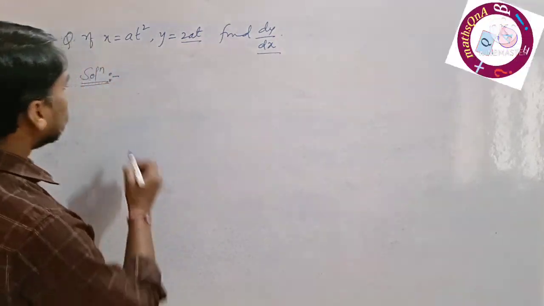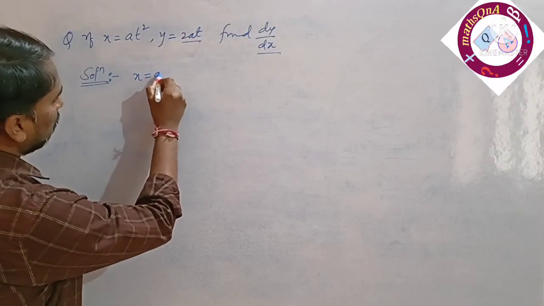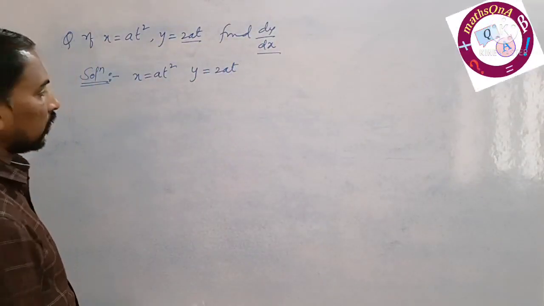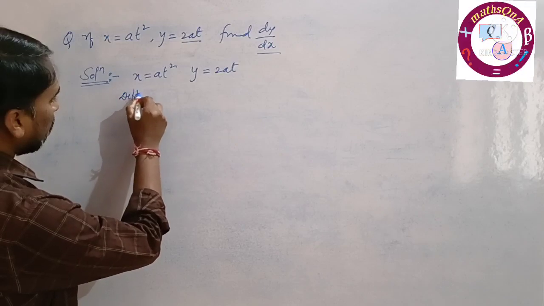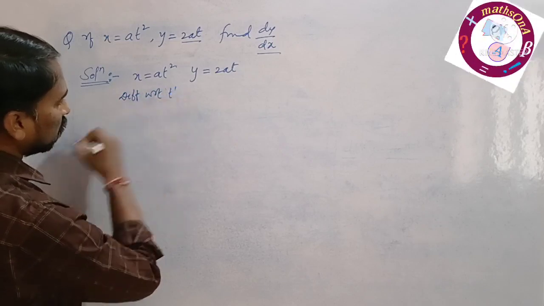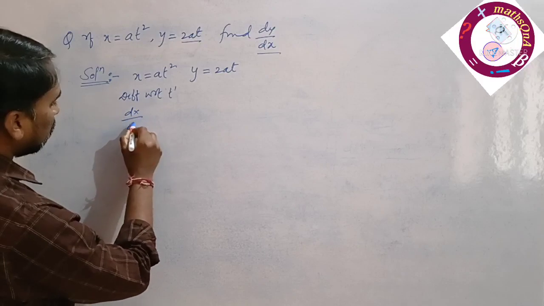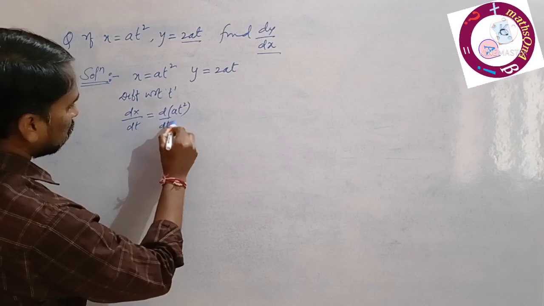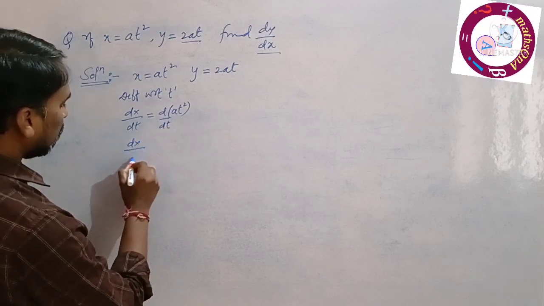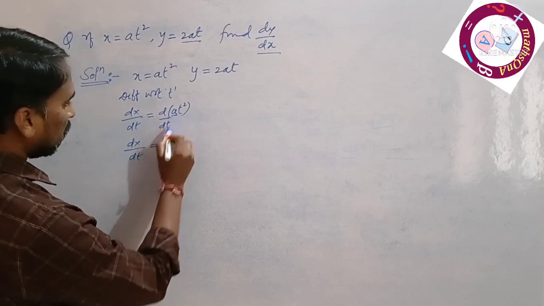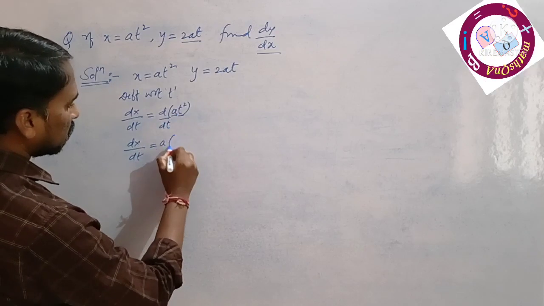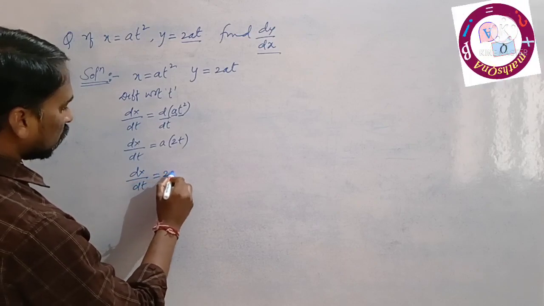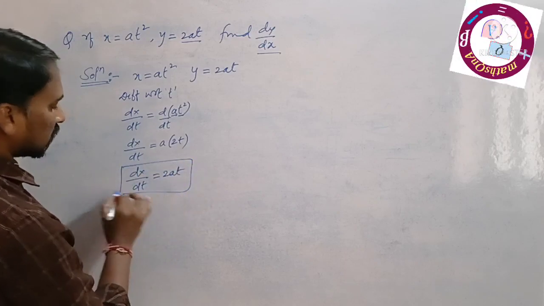First write the given: x is equal to at square and y is equal to 2at. Now differentiate with respect to t on both hand sides. Then dx by dt is equal to derivative of at square with respect to t. So dx by dt is equal to constant a outside, derivative of t square is 2t. Now simplify, dx by dt is equal to 2at. This is the dx by dt value.